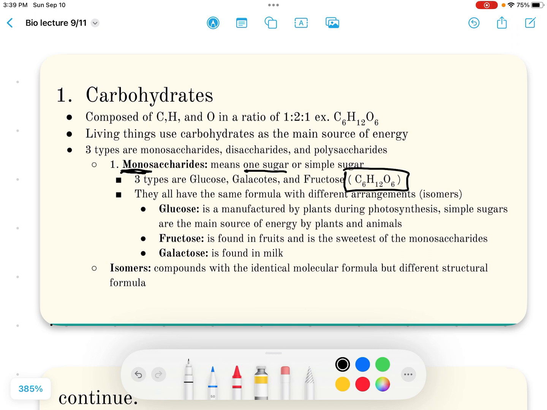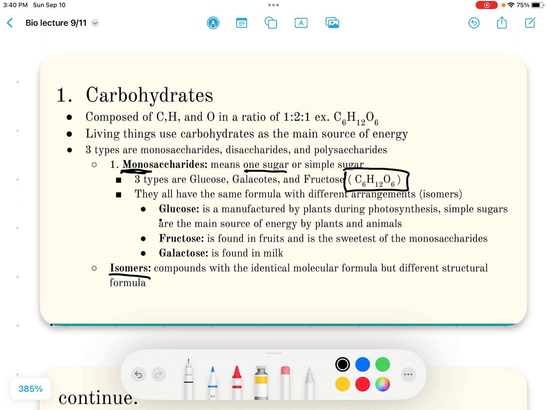They use the same formula, but they're just arranged a little bit differently. So we call those an isomer. An isomer is a compound with an identical molecular formula but a different structural formula, meaning they all have C6, 6 carbons, 12 hydrogens, and 6 oxygens, but they're all going to be shaped a little bit differently.